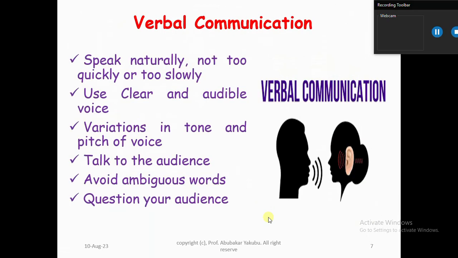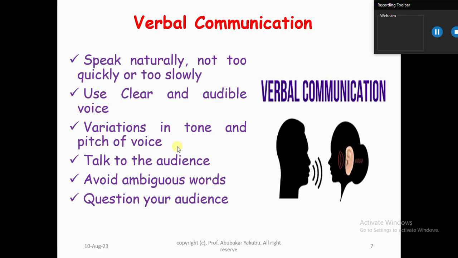So how does this presentation go on? Presentation goes through verbal communication and non-verbal communication. So what is embedded in verbal communication? Those things that are embedded in verbal communication are speaking naturally, not too quickly or too slowly, using a clear and audible voice, and variation in tones and pitch of voice. Sometimes you want to stress a very good point in what you are discussing from your slide. Your tone could be high and then it could be low.